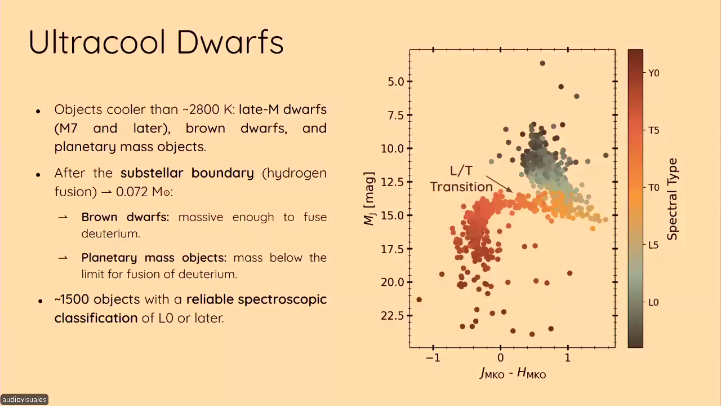But this is because, in this L-T transition, we have a very strong absorption because of methane in the atmosphere. And because of this, the flux in the H and the K bands is strongly reduced. So the color gets bluer compared to the J band.